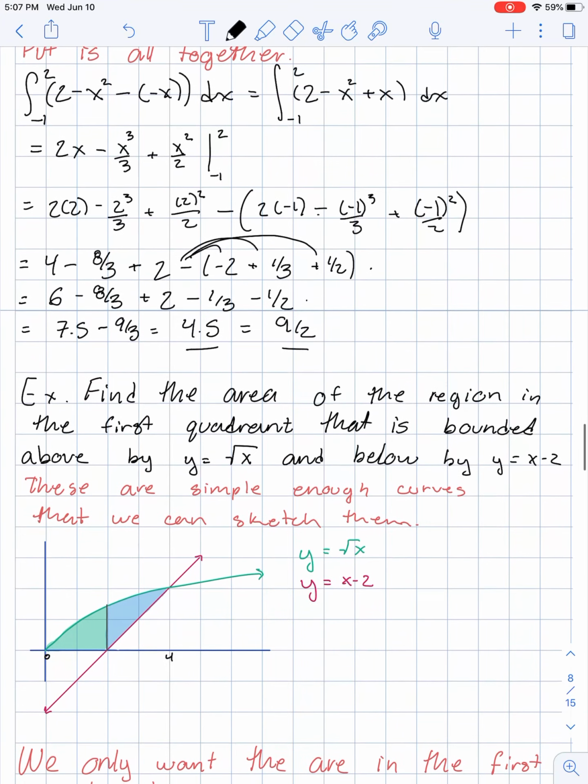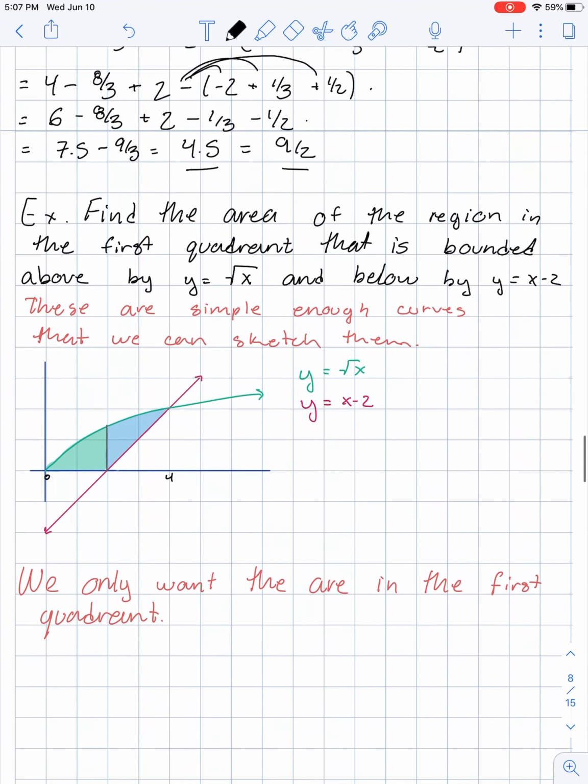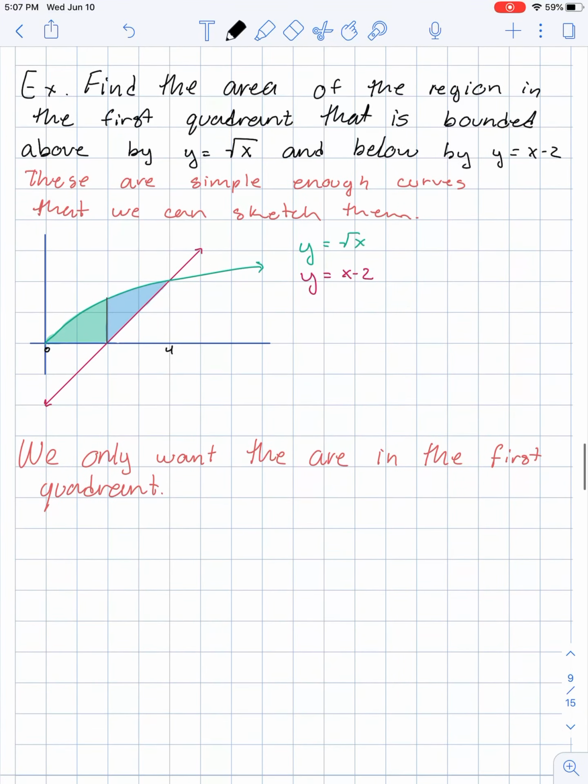So now let's look at another type of problem. We're actually going to revisit this and do this same problem a different way later on too. So we're going to find the area of the region in the first quadrant. The first quadrant is when x and y are both positive. That is bounded above by y equals the square root of x and below by y equals x minus 2.